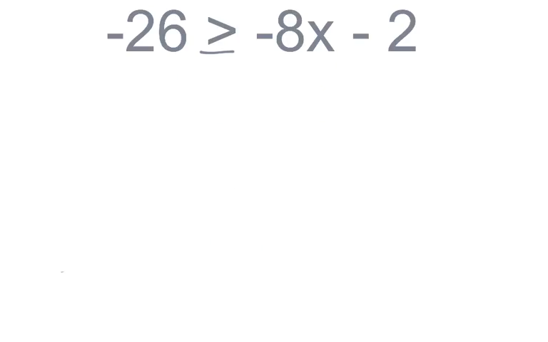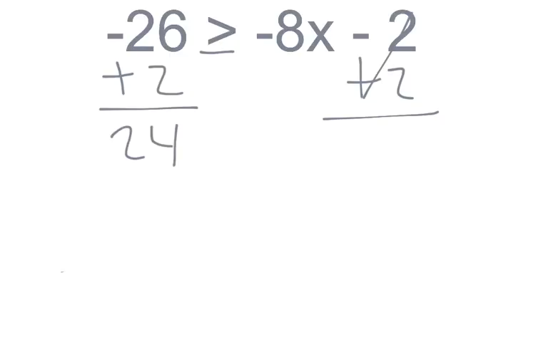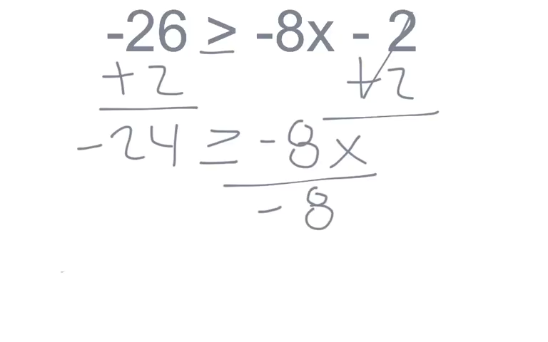For this equation, you would try to add 2 to both sides. Then you would cancel out negative 2 to positive 2. Then you have to add 2 to negative 26, and your answer would be negative 24. Then you would write down the equation like this. After that, you have to divide negative 24 by negative 8.